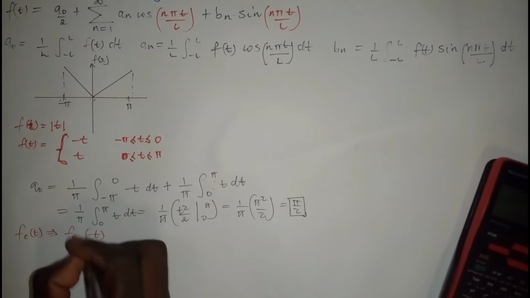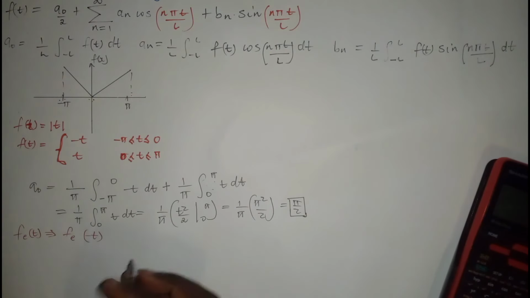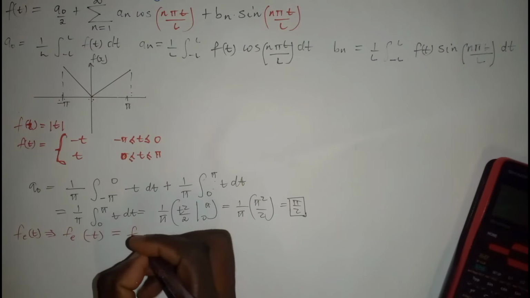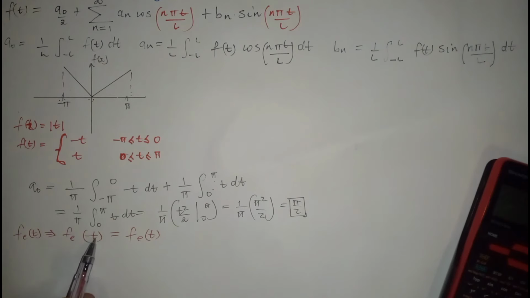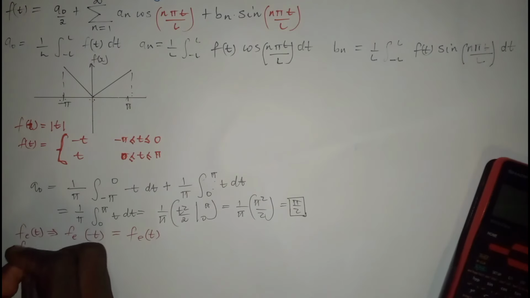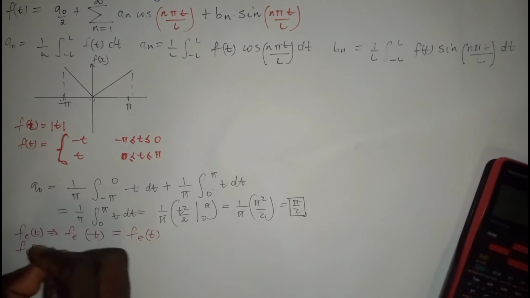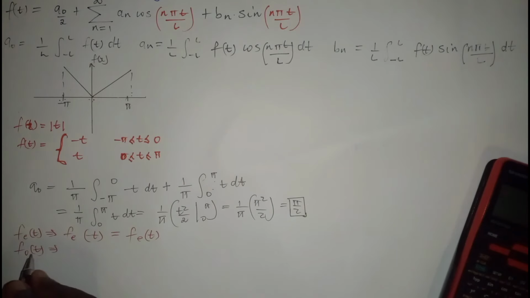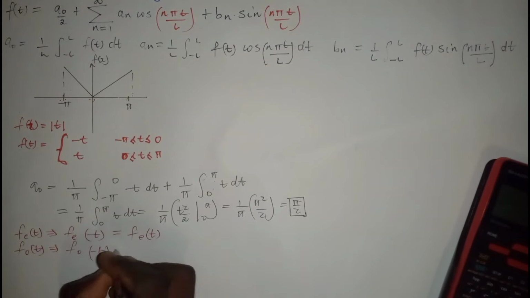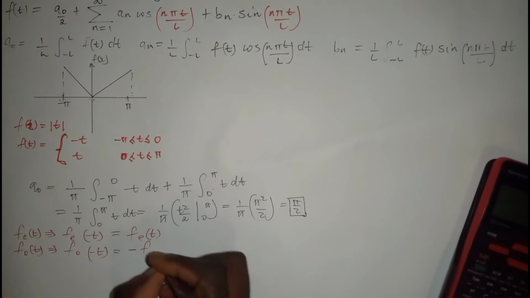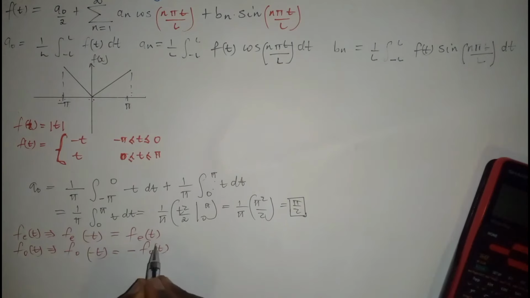F even of negative t, if your function is in terms of x, write this as x, is equal to f even of t. That means if you substitute the value of negative t and the value of positive t, it's going to be the same. That is what we call an even function. And if it's odd, I'm going to write O here for function f of t, and if your variable is x, you can just put x. So for this one, f odd of negative t is going to be negative f odd of t. Okay, you can see the difference.